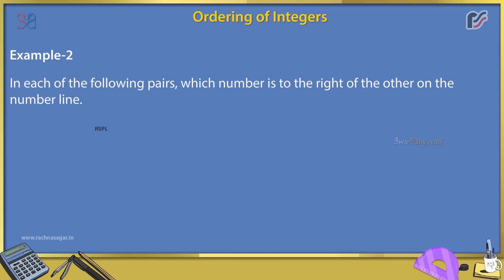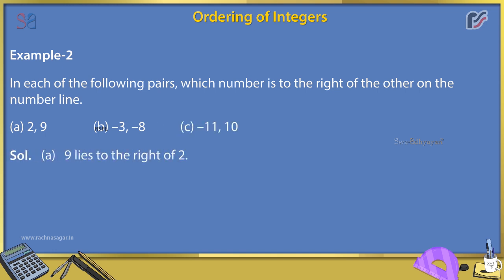Example 2. In each of the following pairs, which number is to the right of the other on the number line? A. 2, 9. B. Minus 3, minus 8. C. Minus 11, 10. Solution. A. 9 lies to the right of 2. B. Minus 3 lies to the right of minus 8. C. 10 lies to the right of minus 11.